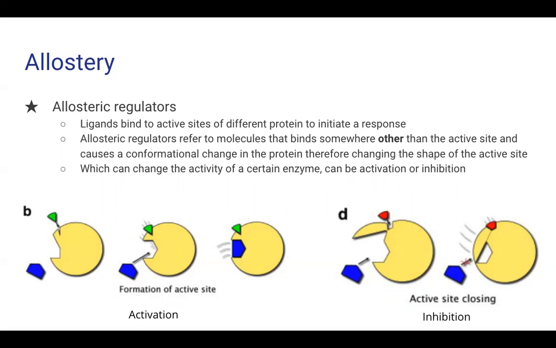So on the bottom left-hand side with the green ligand, you can see that it's binding not to the active site of the yellow protein, but that binding causes a formation of an active site, allowing that blue ligand to now bind to this yellow protein a lot easier. And then on the other hand, the red ligand is binding somewhere other than the active site, which is closing the main active site for the blue protein, inhibiting its function.